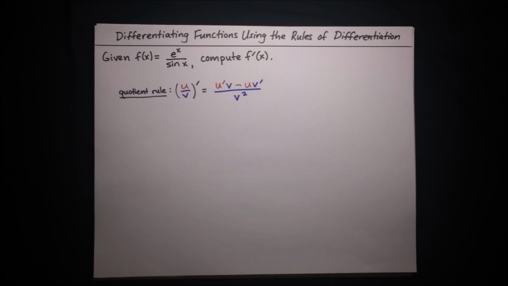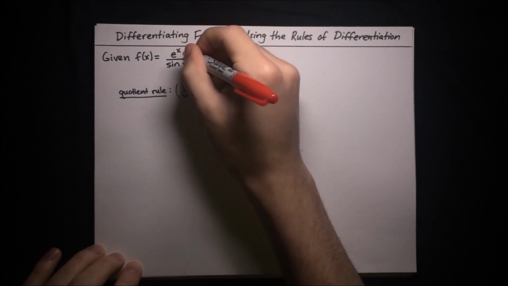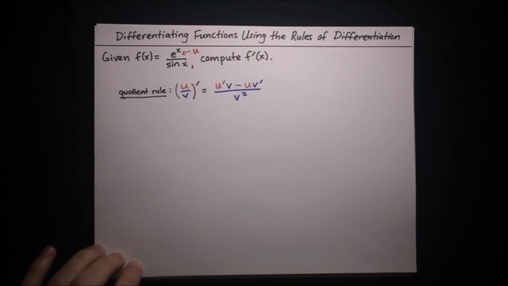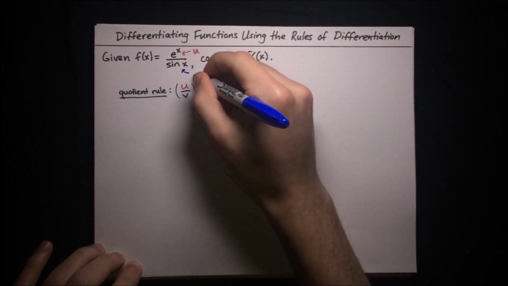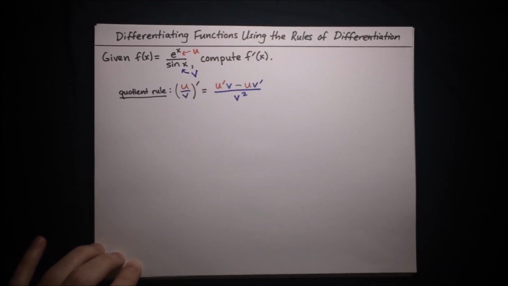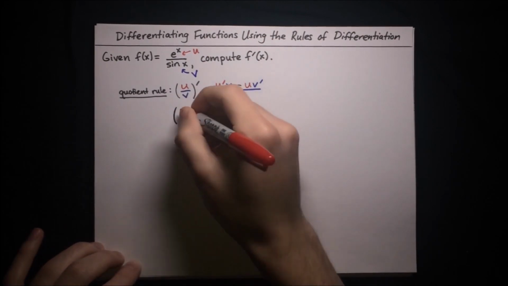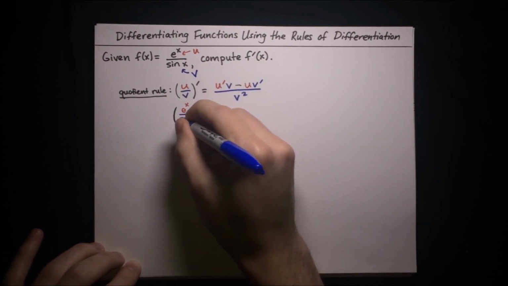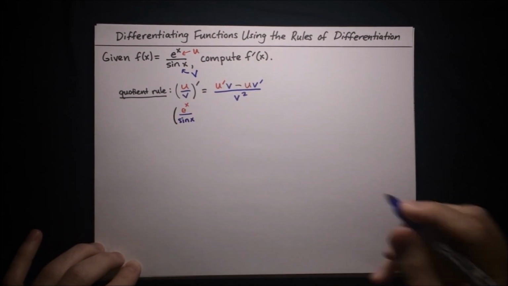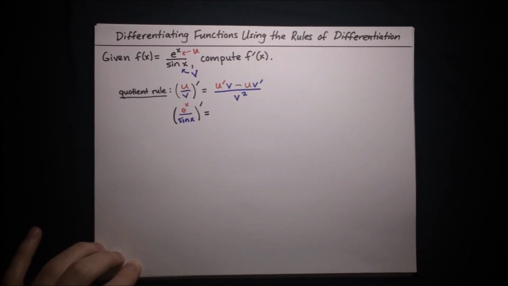So let's look at our function. What's u and what's v? Well, u is just the numerator, e to the x, so let's draw a little arrow, that's u. And then v is just the denominator, which is sine x, so this is v. Now it's just a matter of plugging all this information into the formula. u is e to the x, and then over v, so over sine of x. We differentiate that, and here's what we get.